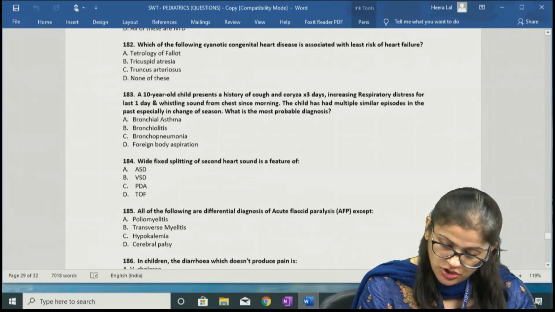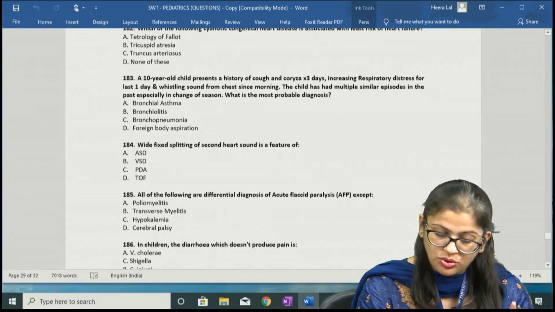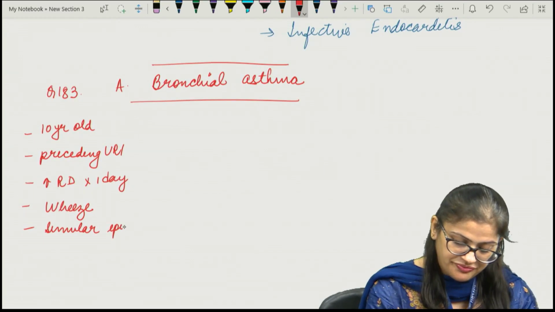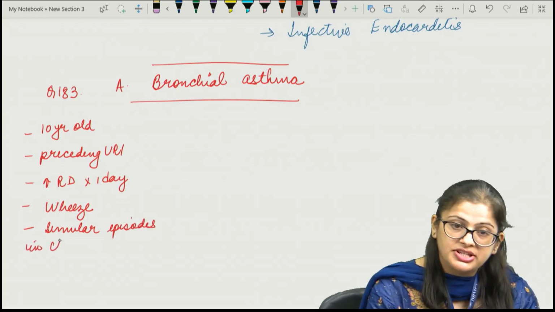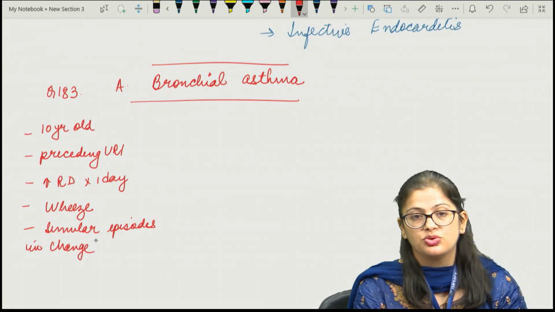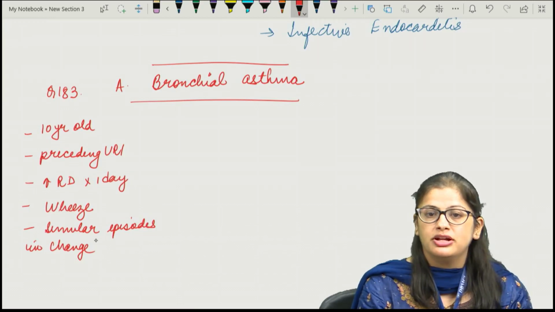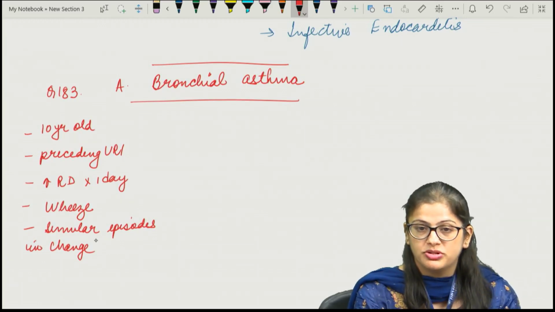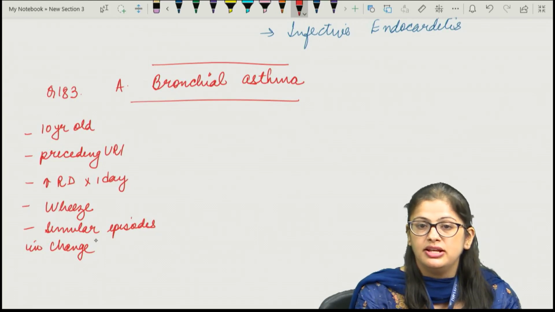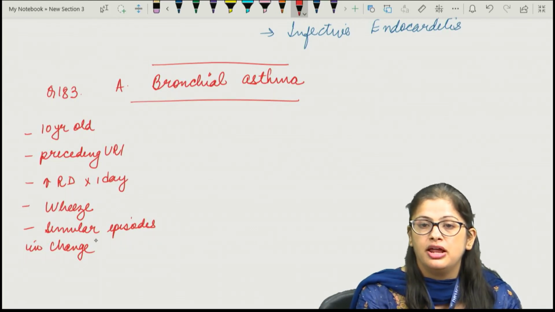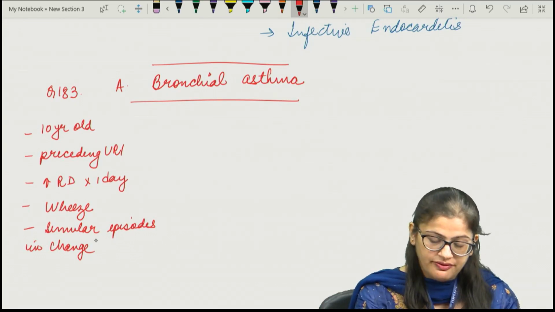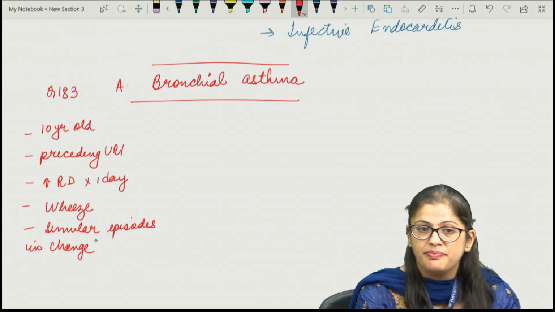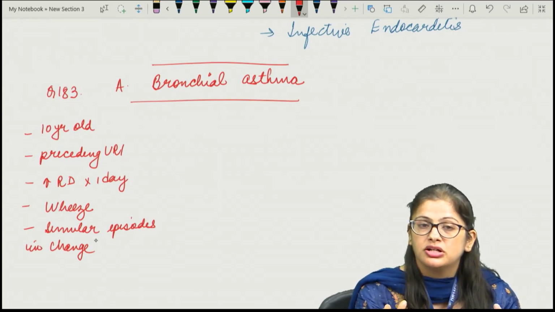And you also got another clue in this question, similar episodes, especially in the change of season. So history of similar episodes in change of season points you towards the diagnosis of bronchial asthma. Apart from that, other history that may also suggest bronchial asthma is when there is increasing cough after emotional outbursts. So if a child is laughing or crying and then he has bouts of cough, that will also signify airway hyperreactivity. And also if the child gives a history that the symptoms are more at the time of night, that will also point towards the diagnosis of bronchial asthma.